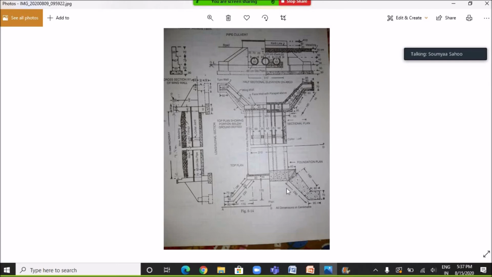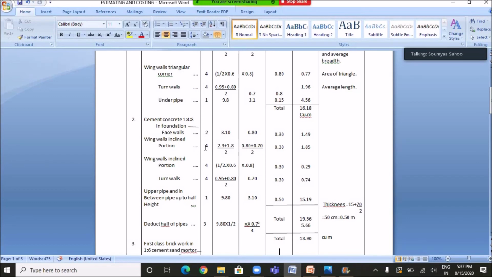there are 4 number of wing walls, and the length is calculated by taking the average length of wing wall, because one side it is given as 2.3 meter and another side the length of wing wall is 1.8 meter. So we will take the average length of wing wall. So 2.3 plus 1.8 divided by 2, and the breadth will also be taken as the average breadth, because one side of wing wall the breadth is 0.8 meter and on the other side the breadth is 0.7 meter. So the breadth of the wing wall will be 0.8 plus 0.7 divided by 2, and the depth for which the cement concrete work is to be done is from here to here, which is 0.3 meter. So by putting all those values, the quantities are calculated as 1.85 cubic meter.